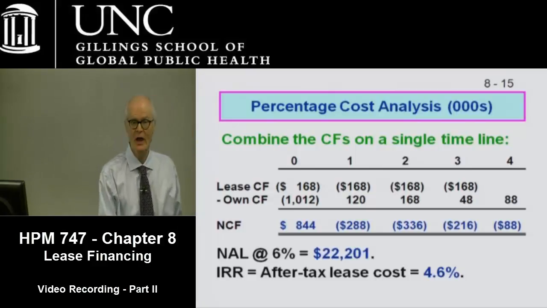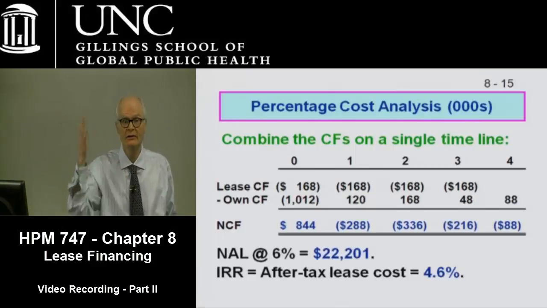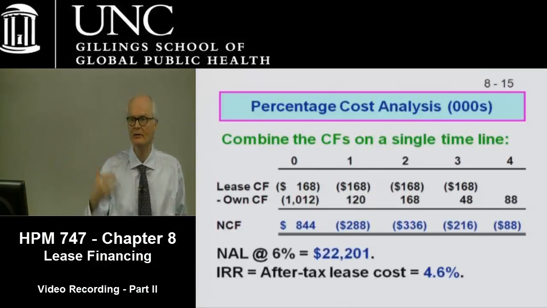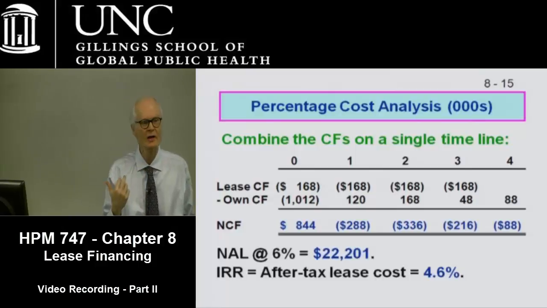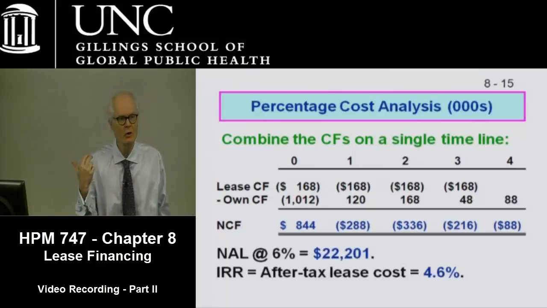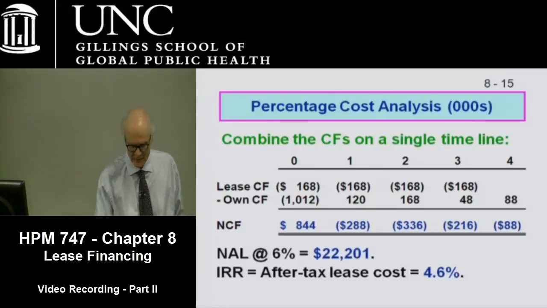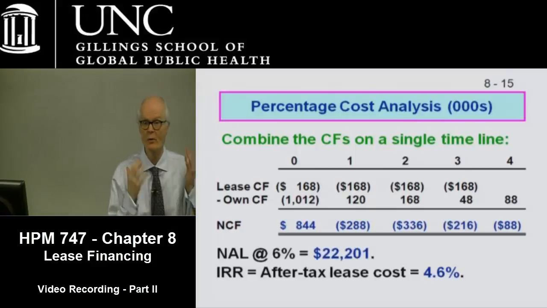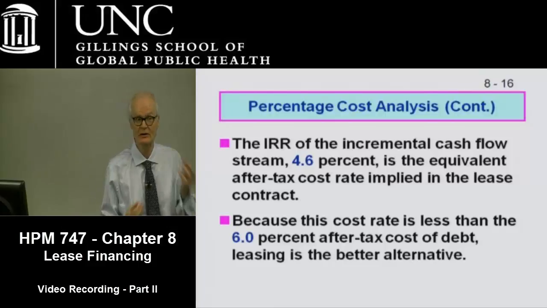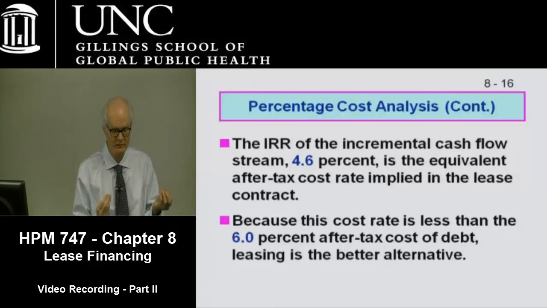This is the after-tax cost of the lease, 4.6%. You can compare it to the 6%, which is the after-tax cost of the loan. So what happens when you compare those two numbers? This is low. The lease has a lower percentage cost than the borrowing. So you get exactly the same decision. NPV and IRR will always give you the same decision. It's just that you get to the decision by a different route.